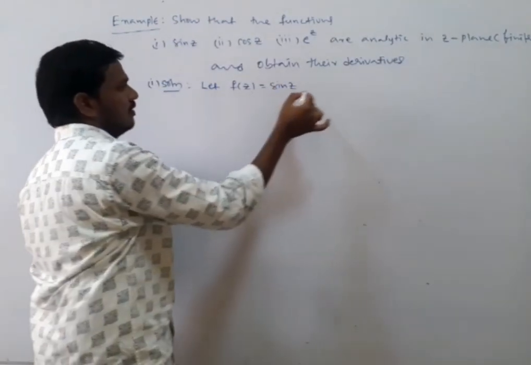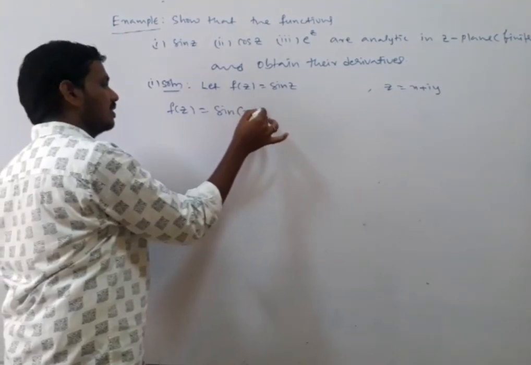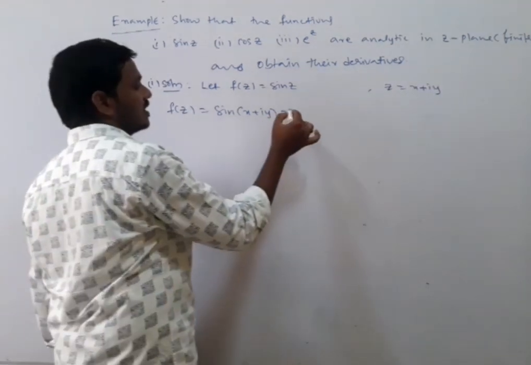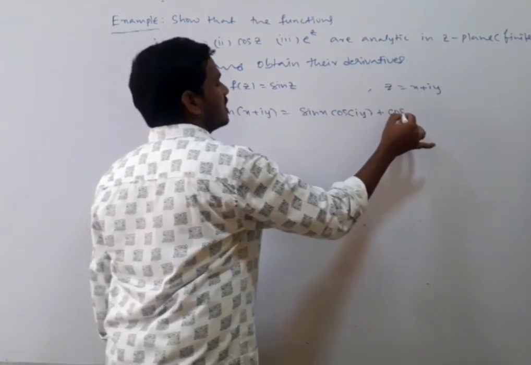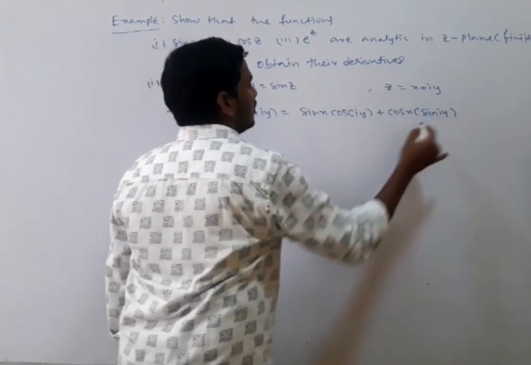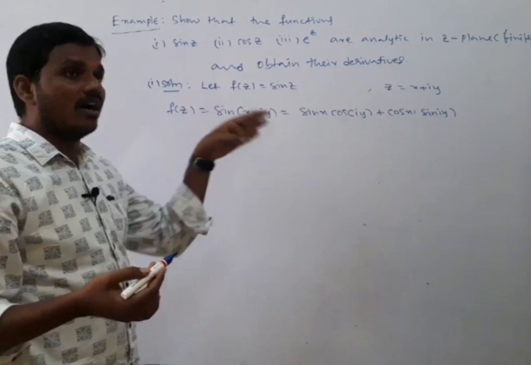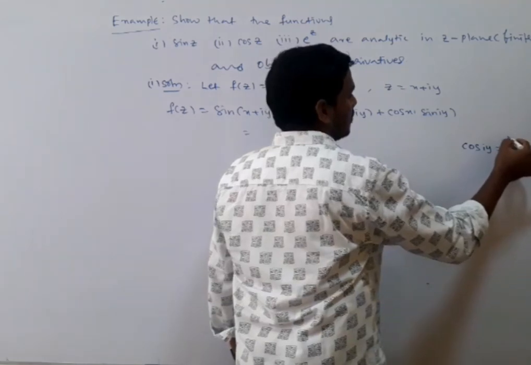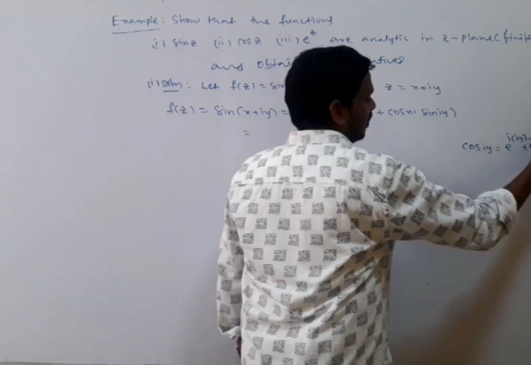Where z equals x plus iy. So f of z equals sin z, sin of x plus iy. We have the standard formula, the sin a plus b formula: sin x cos iy plus cos x sin iy. If you expand cos iy, it is e to the power of i into iy plus e to the power of minus i into iy, divided by 2.